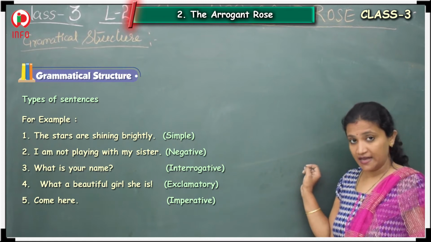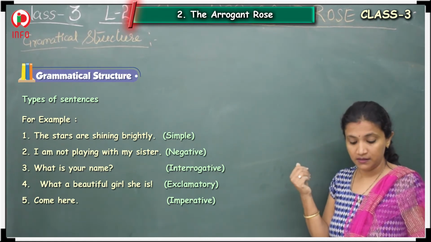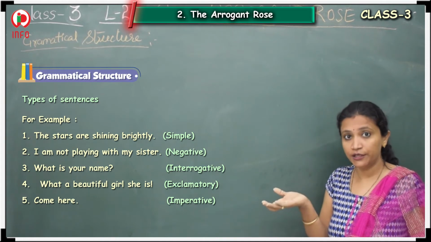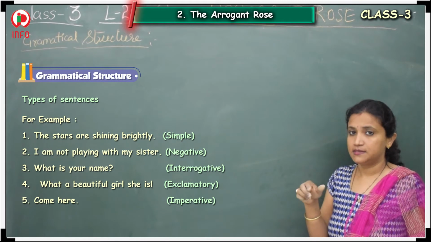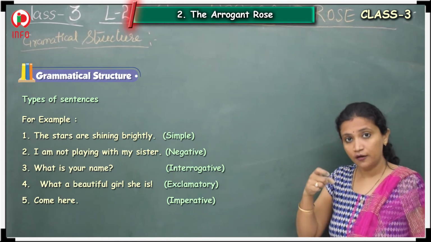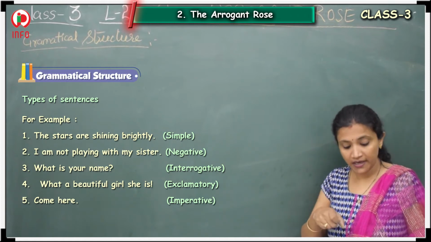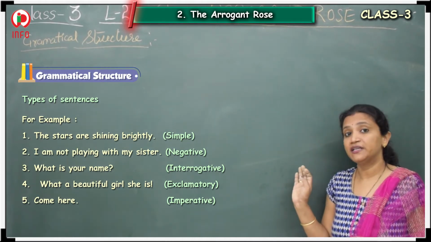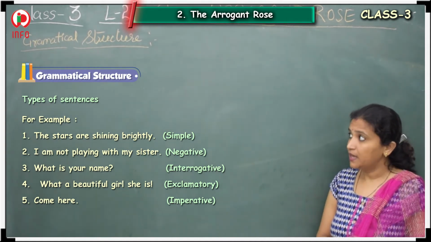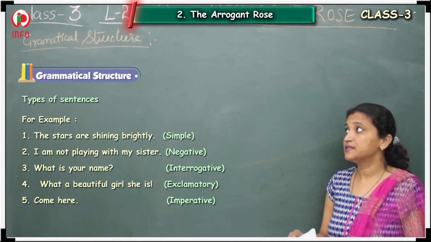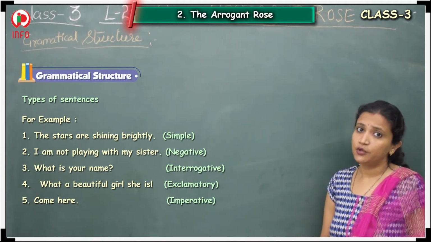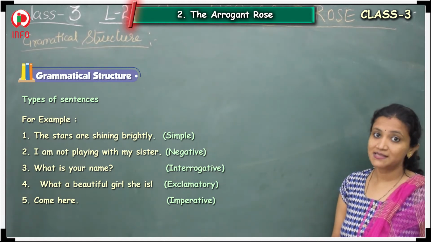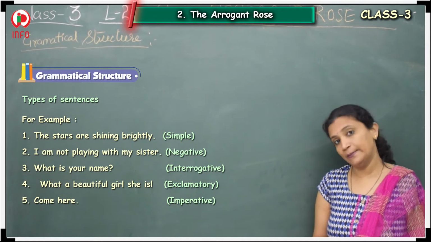Now let's go for the last one. Come here. What kind of sentence is this? I am instructing you to come here. So when instructions or advice are included in the sentence, those are called imperative sentences. Now let's see an exercise based on these sentences, but before that I will explain what simple, negative, interrogative, exclamatory and imperative sentences are.